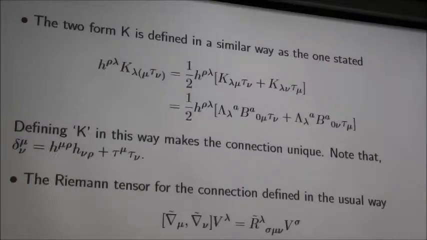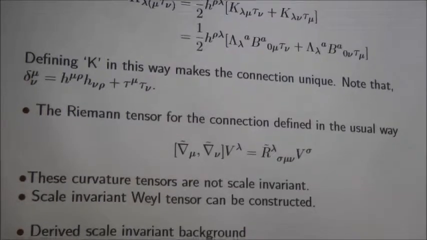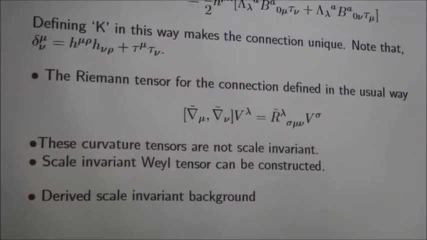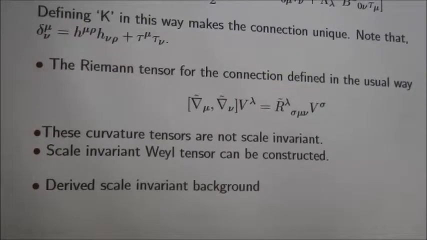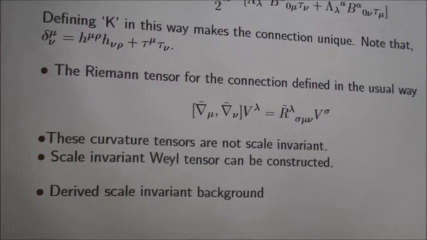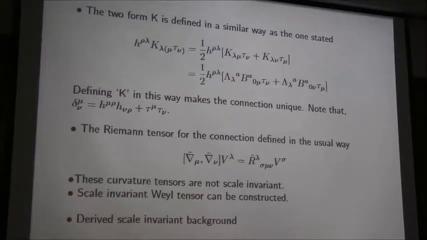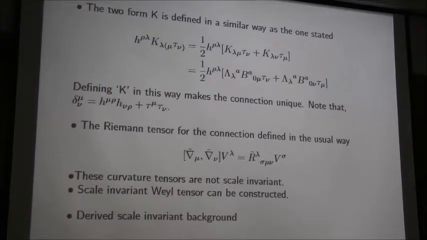Having defined the connection, I can now proceed to define the Riemann tensor for this connection, which will be determined by evaluating this relationship. But these curvature tensors, the Riemann tensor and the Ricci scalar, are not invariant under the scale transformation. So for that reason, I need to define one more tensor, which is the Weyl tensor. I have constructed the Weyl tensor, but it is a rather big mathematical expression, so I haven't put it here. Following this procedure, I derived the scale invariant background, and I have shown that the scale invariant curved background satisfies all the properties of a Weyl scale Newton-Cartan geometry.